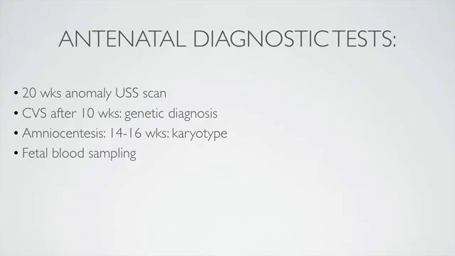You can have chorionic villus sampling at 10 weeks or amniocentesis at 14 to 16 weeks. And both of these tell you the genetic makeup of the fetus. So this is diagnostic for genetic abnormalities, for example, Down syndrome. And rarely we can do fetal blood sampling to check for certain diagnoses. So is the baby very anemic?